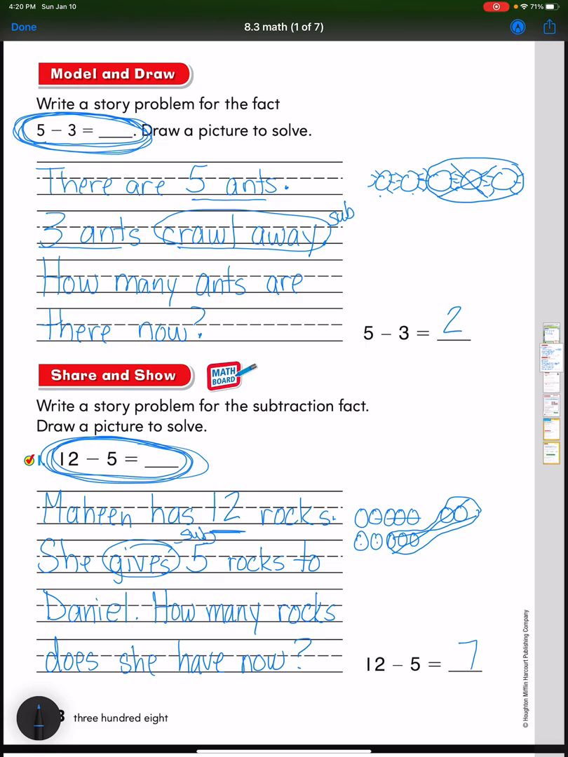I know that 12 minus 5 equals 7. Remember that when we're creating our word problems, we're thinking about those key words that we learned last week. We're using them in our word problem that we create. And we're using the number sentence that they gave us to create that word problem. If you need to pause my video, you can do that. I'm gonna slide my page.